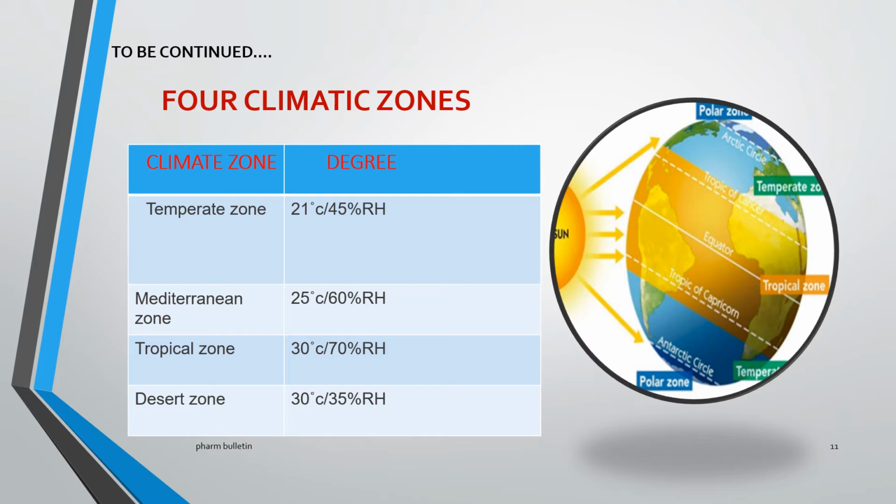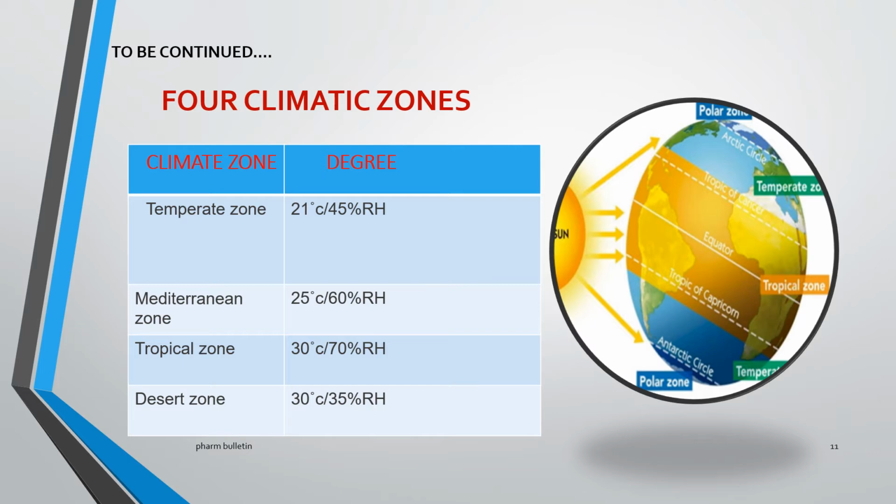Here the climatic zone, that is the temperature, is a very important factor which may affect the stability of the product. The temperature on earth is not the same in every region, because the climatic zone is divided into four main parts: temperate zone, Mediterranean zone, tropical zone and desert zone. In the temperate zone it is 21 degrees Celsius and 45% RH, that is relative humidity.